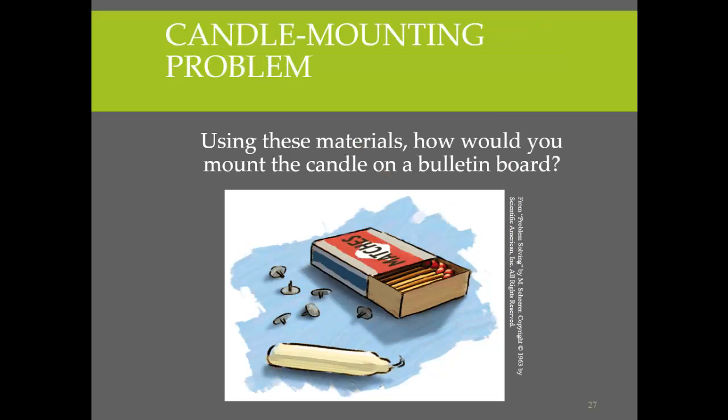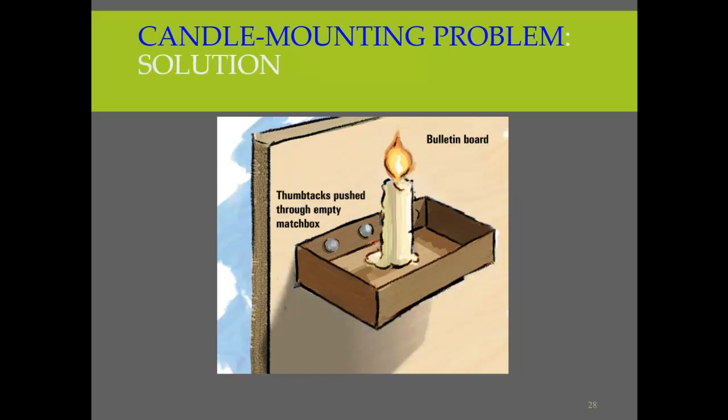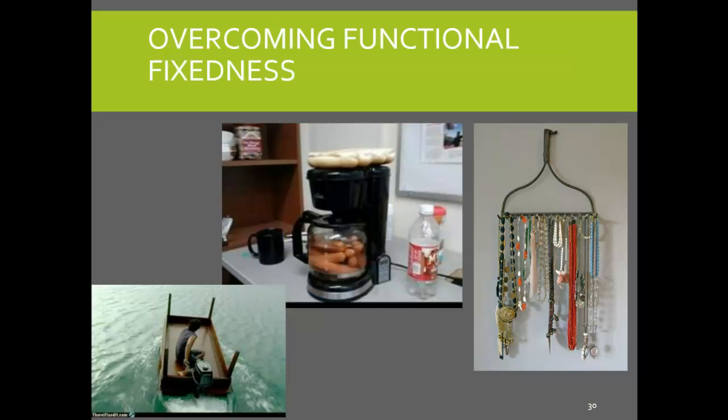Another classic example that they like to use in psych textbooks is the candle mounting problem. Using these materials, how would you mount the candle on a bulletin board? A lot of people think, okay, I've got push pins. Maybe if I melt some of the wax, I can tie it to or pin it with the wick. But what's actually involved here is you pin the container, and people don't ever usually consider that. So again, people have a hard time solving these problems because they're fixed on the idea of only using the objects the original way they were designed. So some examples of overcoming functional fixedness: when you can find a new way to use objects other than how they were originally intended.